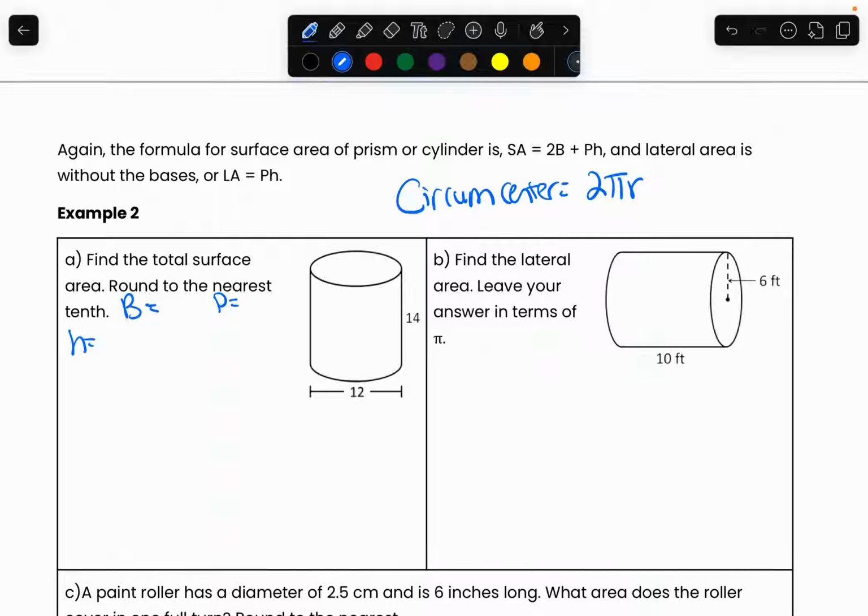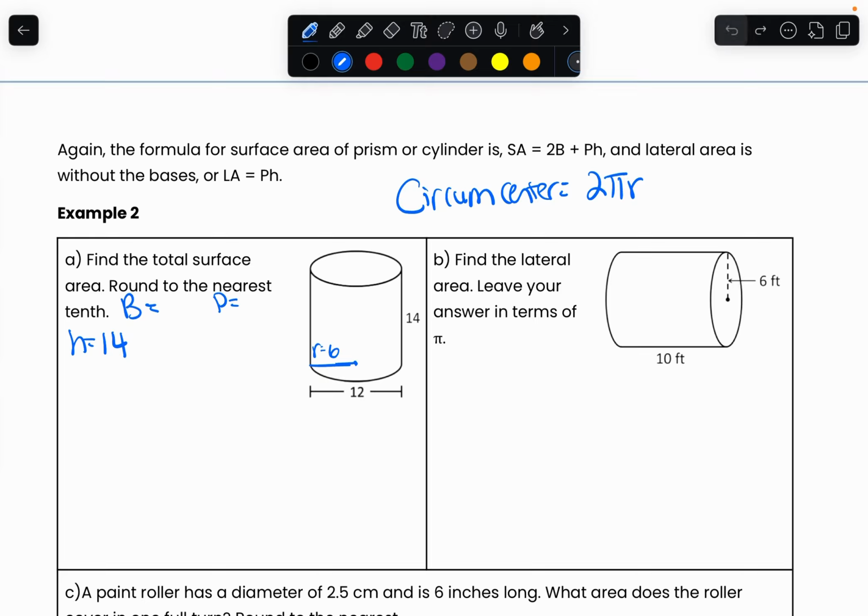Looking at the picture, I know right away that my r here will be 6, because 12 is the diameter. R is going to be half of that. So my radius, or my r here, is going to be 6. I know my height of my cylinder is 14, so let me just plug this in, 14. And now we just have to find my area of my base and my perimeter of my base.